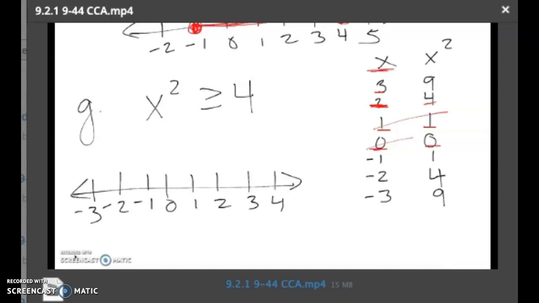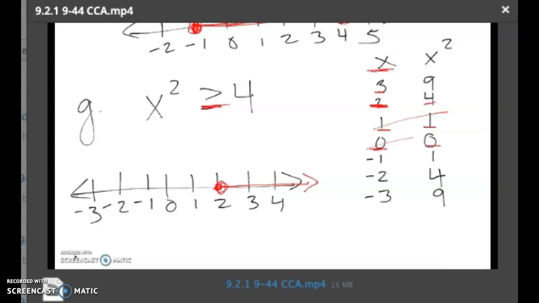My boundary point for this side is going to be on 2, a solid dot, because I have this equal to. So when I square 2 or a number bigger than 2, I get numbers greater than or equal to 4. So think about it. 2 squared is 4, equal to 4. 3 squared is 9, that's greater than 4. 4 squared is 16, that's greater than 4. But when we squared 1 and 0, we didn't get a number equal or greater than 4.